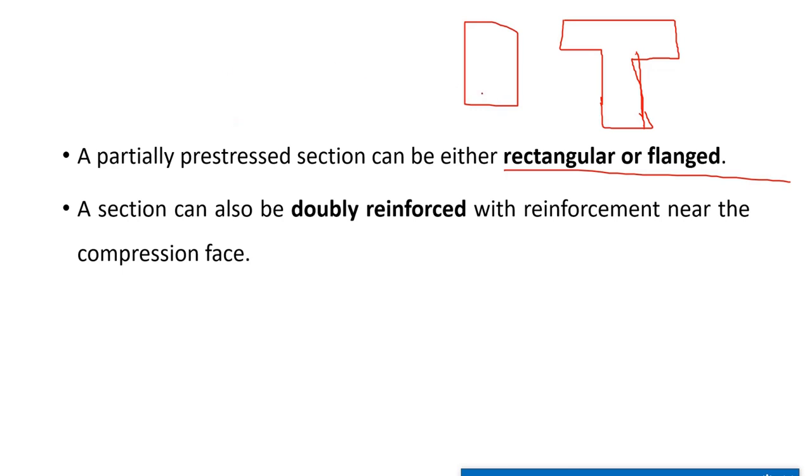So sometimes the section is designed doubly reinforced, more than the pre-stressing steel. So reinforcements will be provided both in the tension as well as the compression zone, and that is to the compression phase also. Sometimes the conventional reinforcement will be provided only in the tension zone. So it can also be a doubly reinforced section with reinforcement in the compression zone also. Okay, more than the pre-stressing steel.